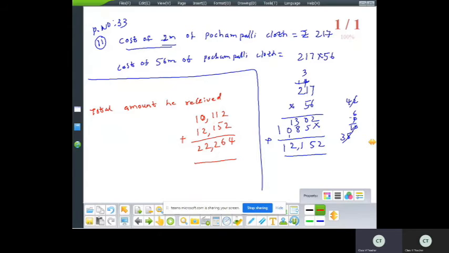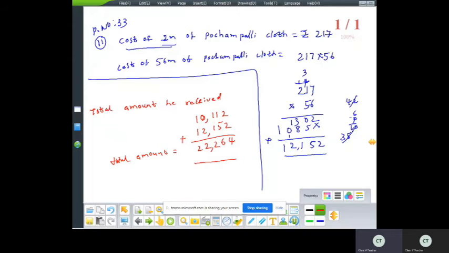Total amount is 22,264. Total amount means the total amount of Sirsilla and the total amount of Pochampalli. Final answer is 22,264. This is the solution for the 11th question.